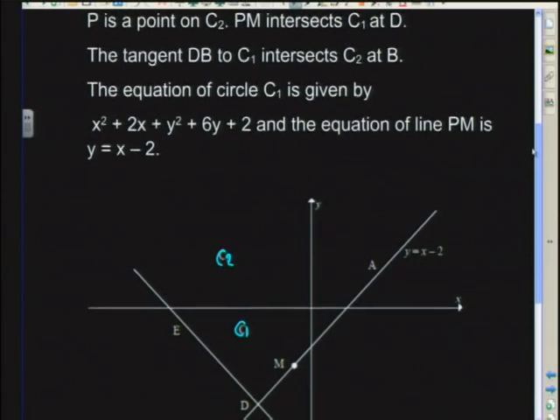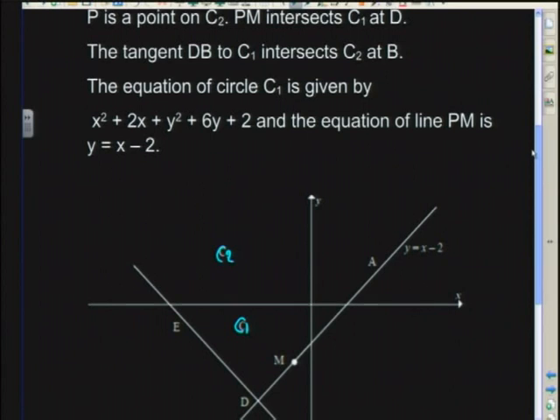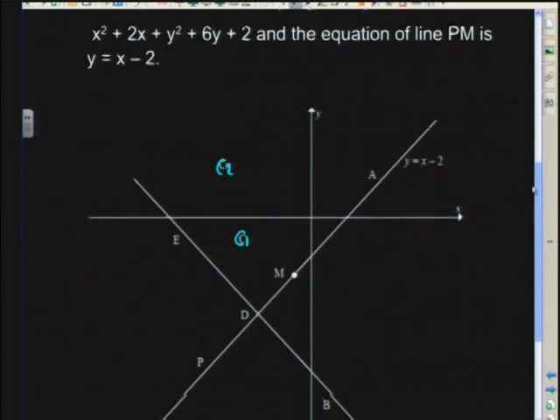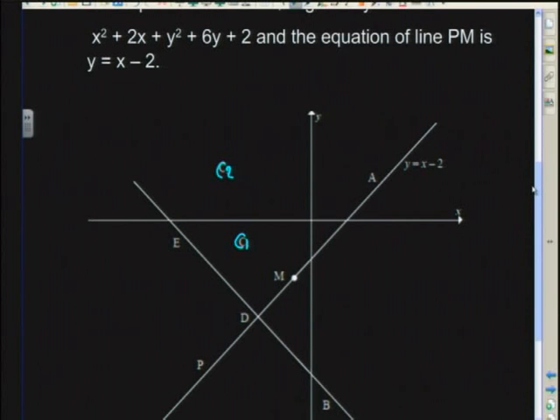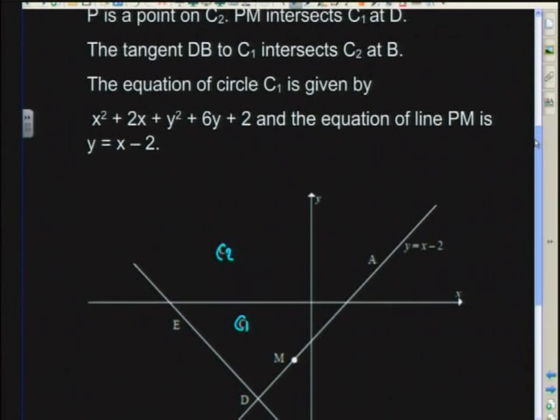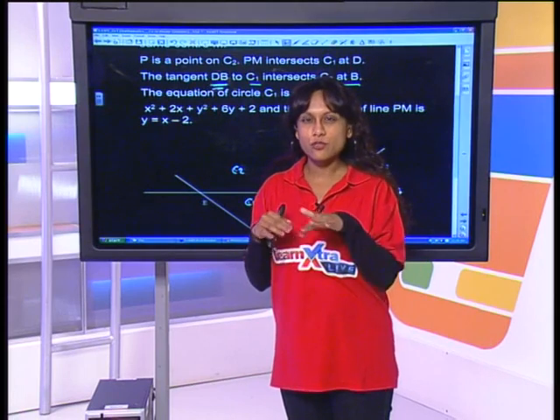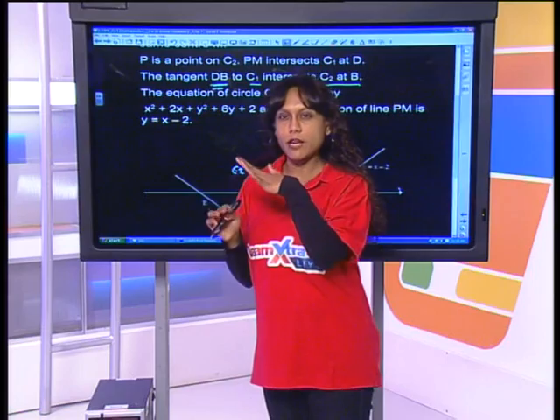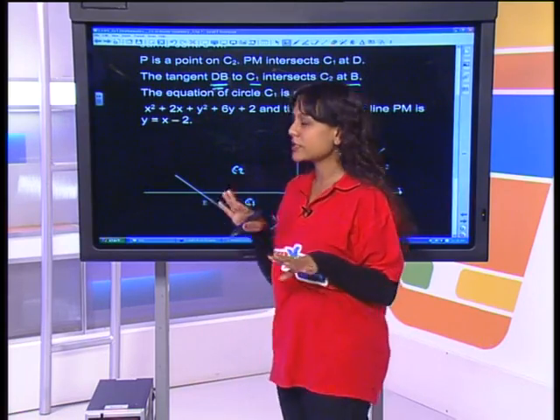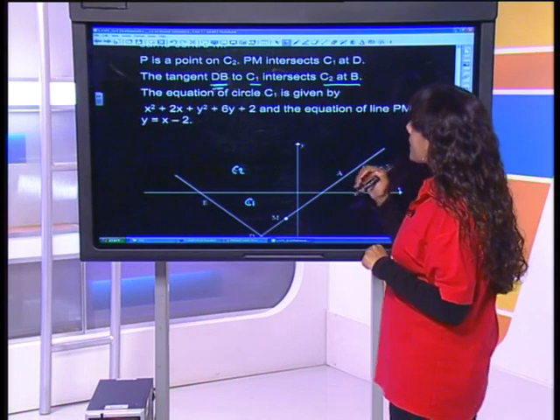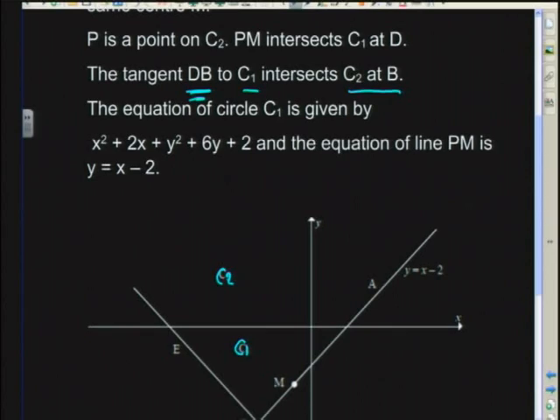All right, so we are given that C1 and C2 have the same center M. P is a point on C2. PM intersects C1 at D. So PM intersects the circle C1 at D, right? And very importantly, they say the tangent DB to C1 intersects C2 at B. But very importantly is the tangent. Now remember, tangent means that this line, the straight line, is going to simply just graze circle C1. It just touches it at one point. Okay, so that's an important bit of information. And they then give you the equation of circle C1, and they give you the equation of line PM.